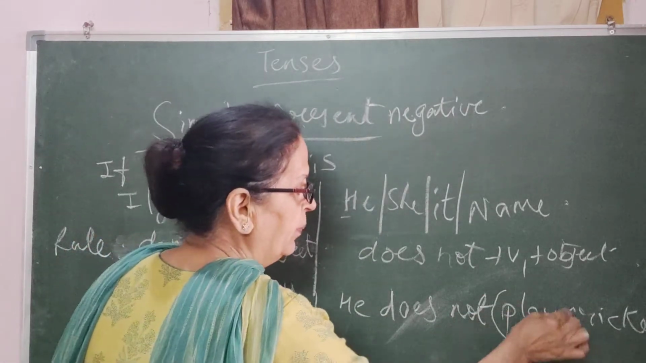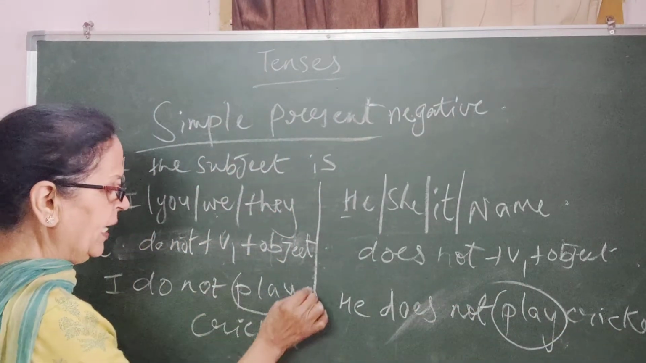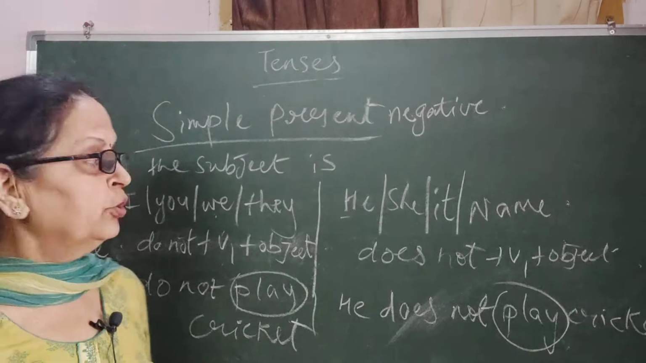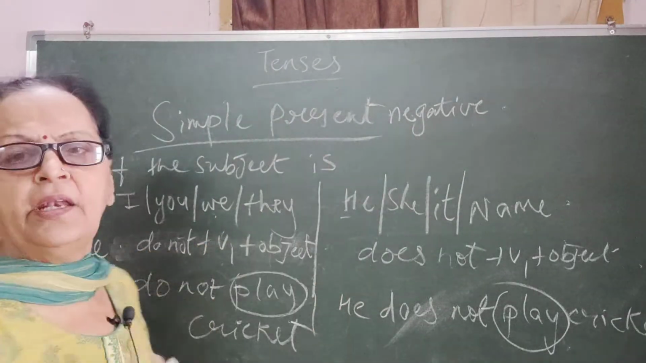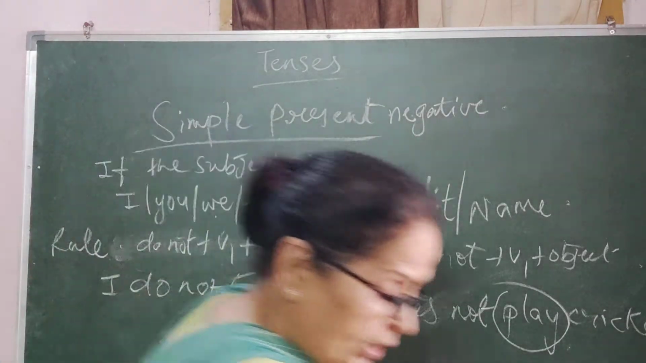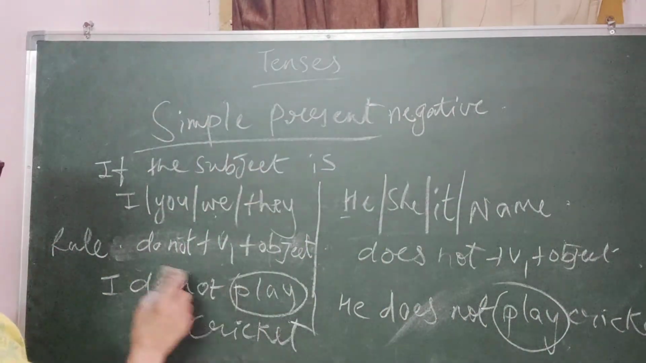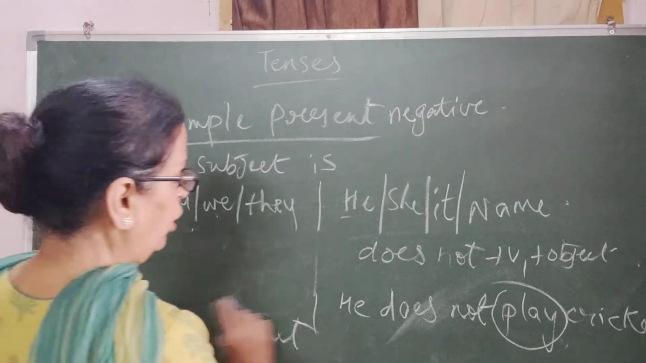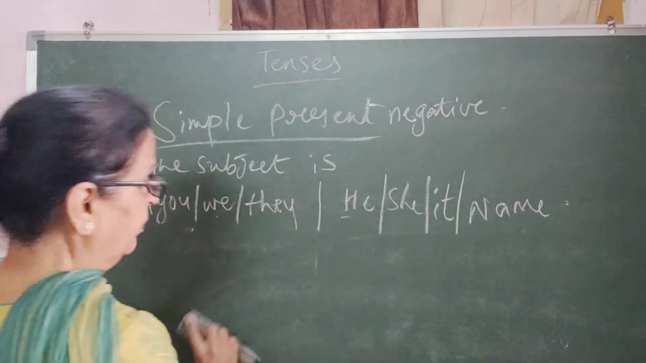You see, the verb remains the same. No s or es is added. So this is the second rule for negative, right? You just try to understand. I'll be showing you the notes so that you can pause the video and note them down.